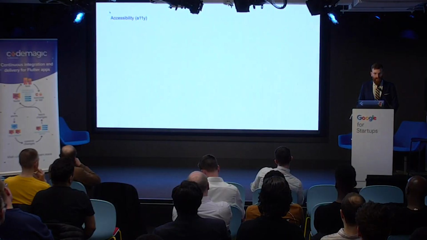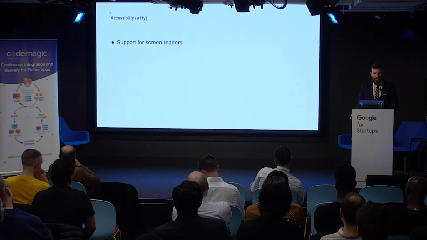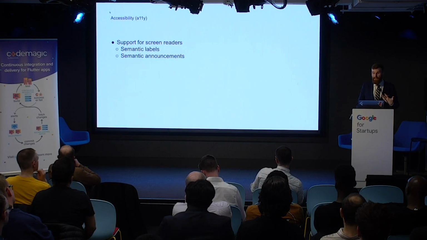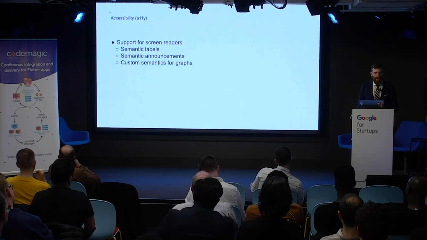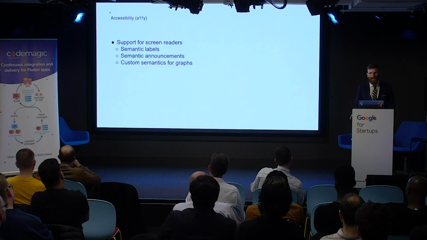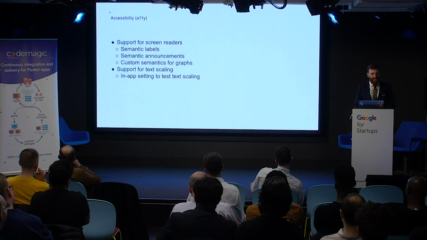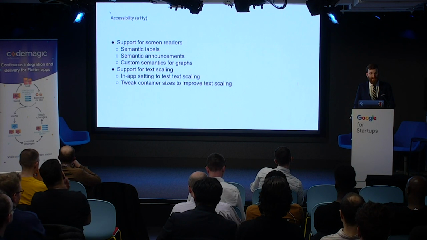All right, accessibility. So we had support for screen readers. I told you about semantic labels. We also have semantic announcements. You can look up code for that. And then we had this graph. We have a graph in the Money app, and we were like, how are we going to do this? And support for text scaling. Sometimes that means tweaking the container size at different places to make sure that things look good.